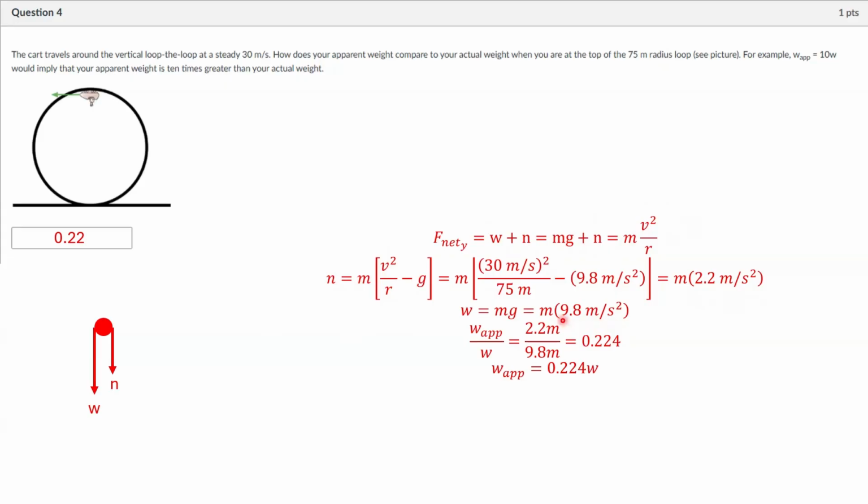Who's bigger than who? My weight would be bigger than my apparent weight. That's something conceptually to remember. So my number should be less than 1 for my answer here. And if I solve this through, 2.2 divided by 9.8 is 0.224. Take the weight, multiply it by both sides, and I would be able to say that my apparent weight is equal to 0.224 times my weight. Two significant figures again looks right. That'd be 0.22 times my weight is my apparent weight.